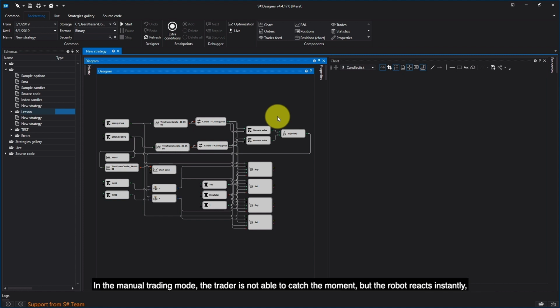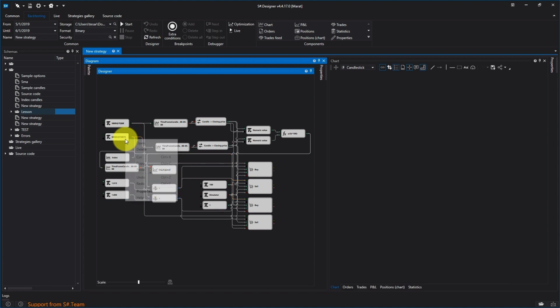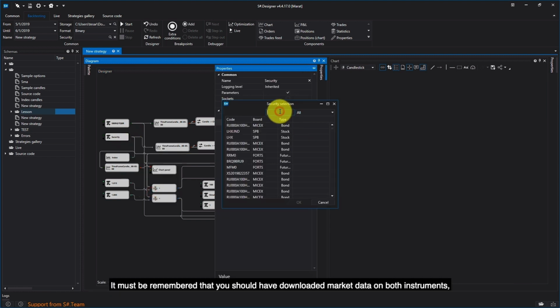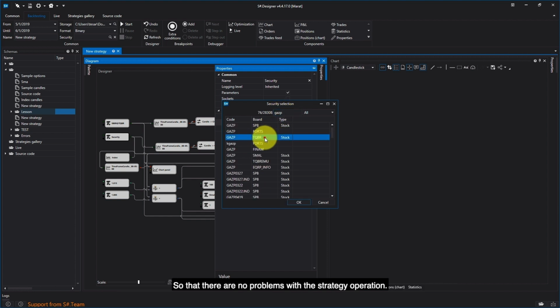In the manual trading mode, the trader is not able to catch the moment, but the robot reacts instantly, allowing the trader to make money on pair trading. We will take the strategy from the previous lesson as a basis, changing it. Since we are using the Gazprom shares instrument, we will replace the futures instrument with a new shares instrument. It must be remembered that you should have downloaded market data on both instruments, so that there are no problems with the strategy operation.